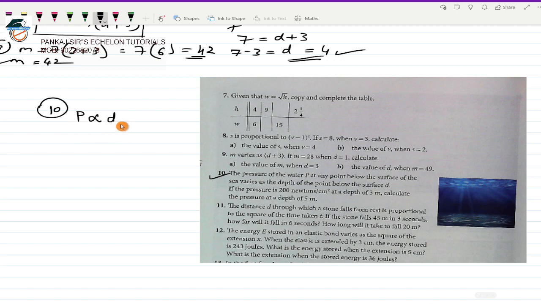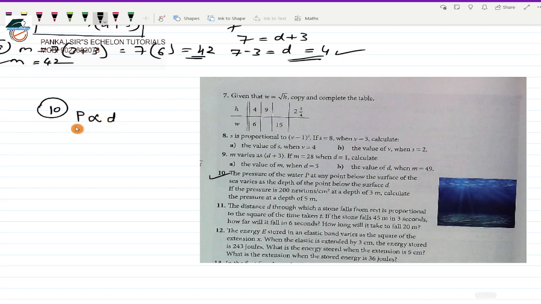So P and D are the two physical quantities. P is the pressure and D is the depth of the object below the water surface. That is known as the depth, D. Both are related with direct variation, so you can write it this way: P varies directly as D. That is given so far.